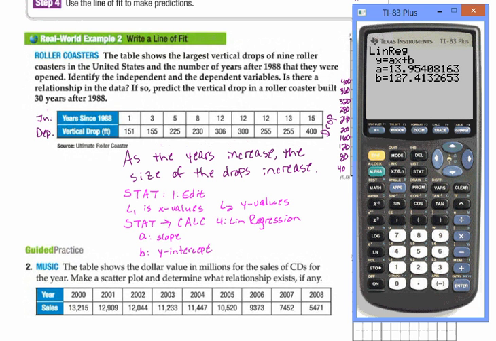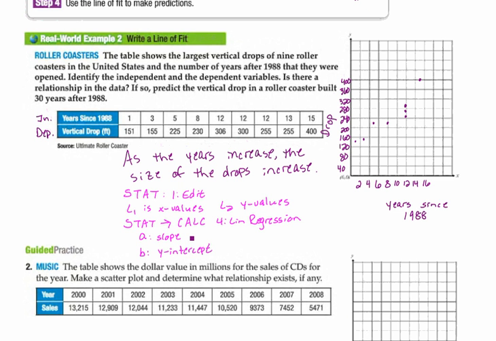And there it is. Look, A is our slope of about 14, so it looks like 14 feet per year. And B is our y-intercept. It looks like we started about 127 feet in 1988. Okay, so let's go ahead and write those down. Our slope is about 14. Our y-intercept is about 127.